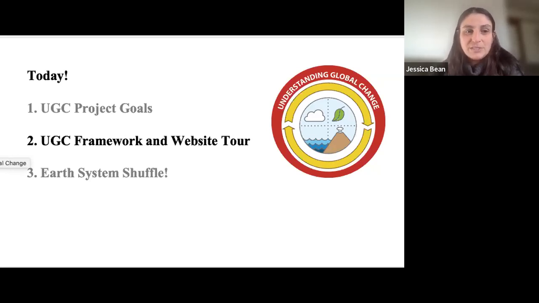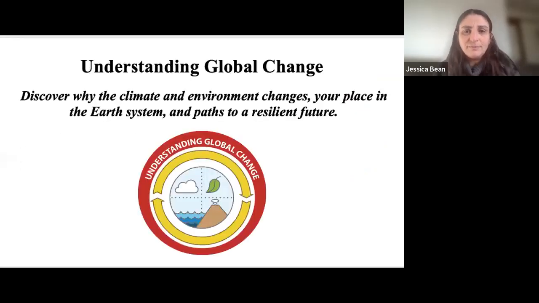So with this intention, with this purpose in supporting systems thinking and supporting this dimension of the NGSS, we developed what we call the UGC framework, and I'll also show you the website that we have created around this framework and supporting materials. And the purpose of this framework, and again, the supporting content and resources, is to help users discover why the climate environment changes, your place in the Earth system, and also paths to a resilient future.